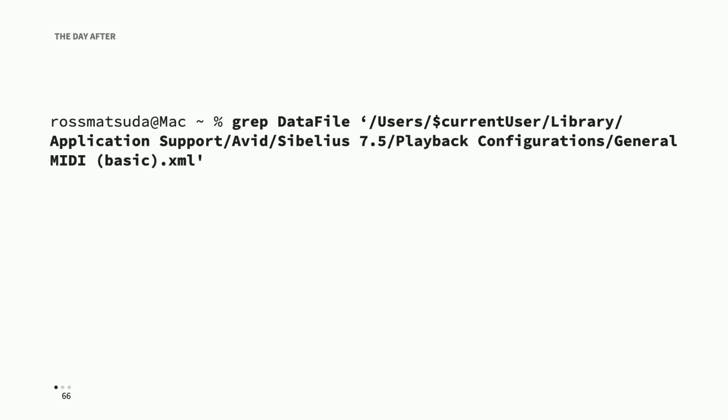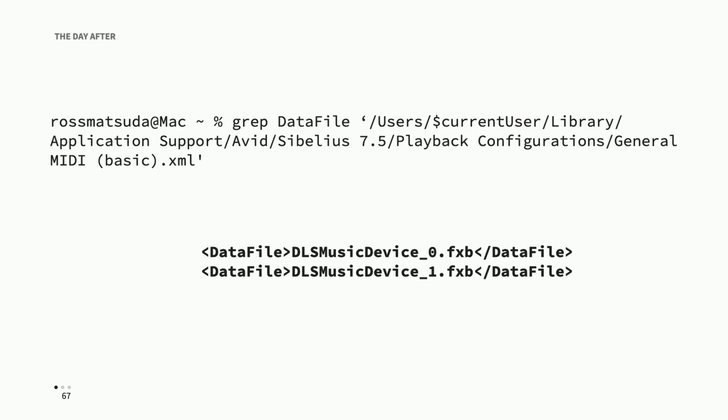Notice this, again, is in a slightly different location. We're still in user space, that's fine, but this is inside of Application Support. Then again, we've got those subdirectories, right? For the developer, Avid, and then the application, Sibelius 7.5. Keep digging, we get our XML file. We run this, we get our 2 hits. Turns out that XML file had 2 devices, and each of those devices had a data file entry.